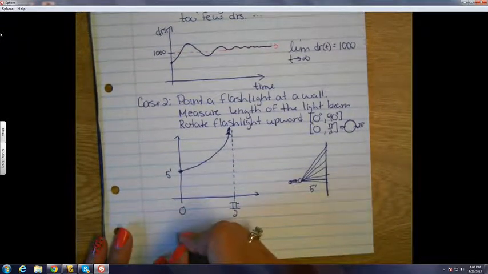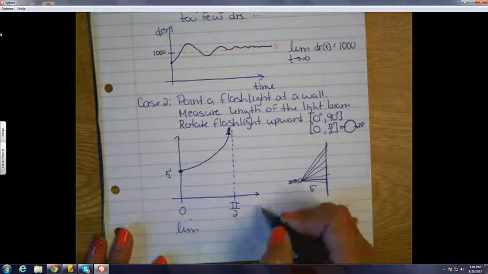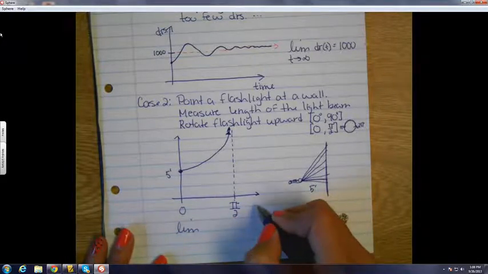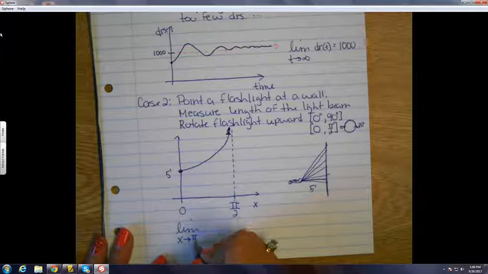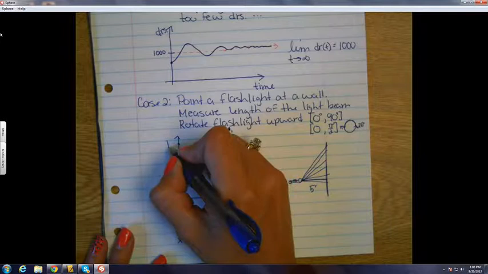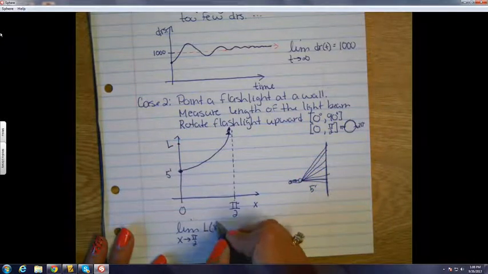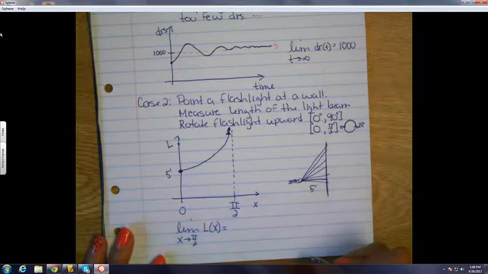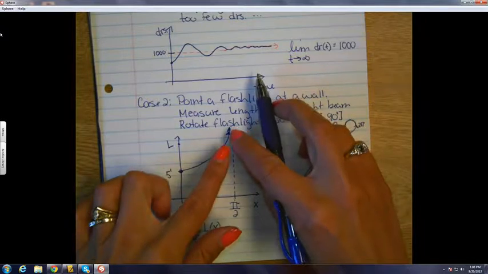If I ask for the limit, what do we want to call this? The angle, let's call it x. X is the angle. As x approaches pi over 2 of the length of the beam of light, normally we would say, because my 2 fingers aren't coming together at a single point, we would say no limit.